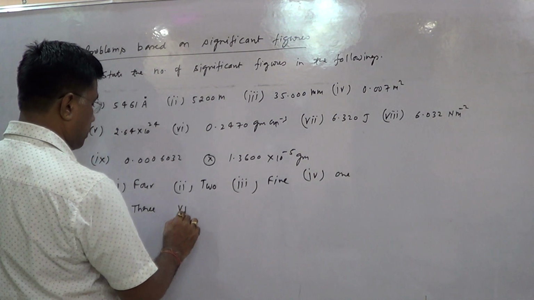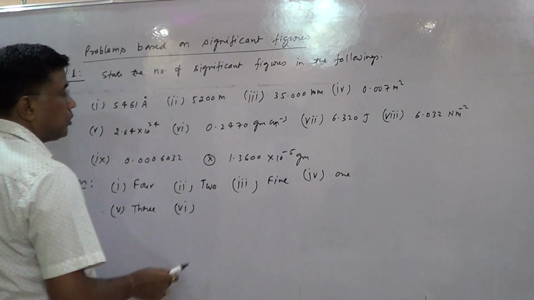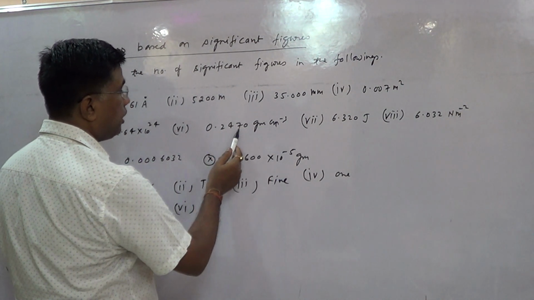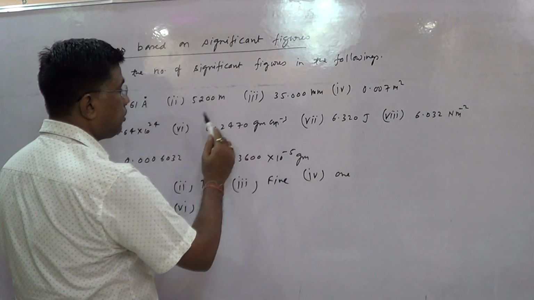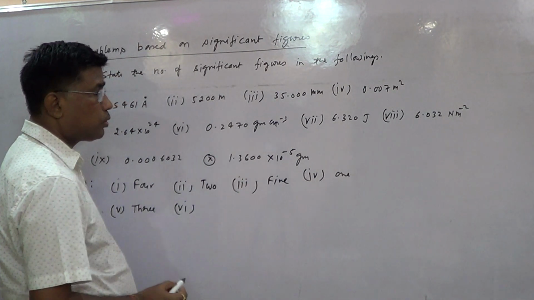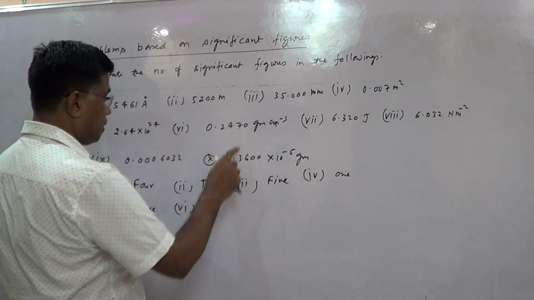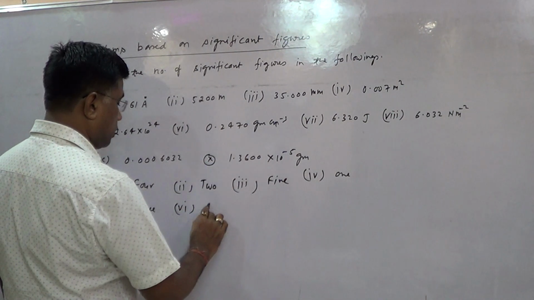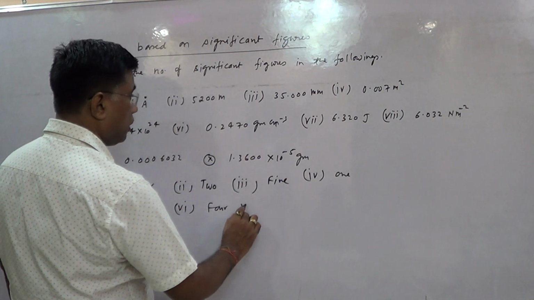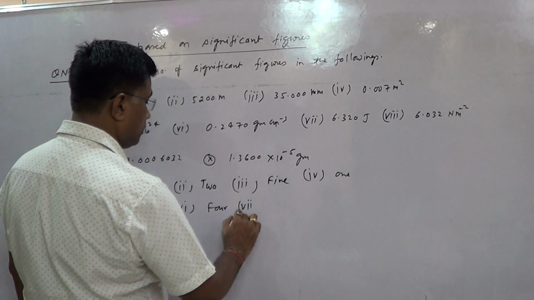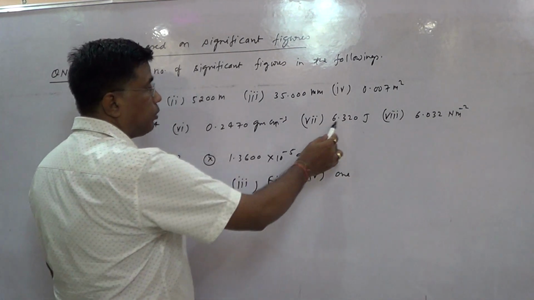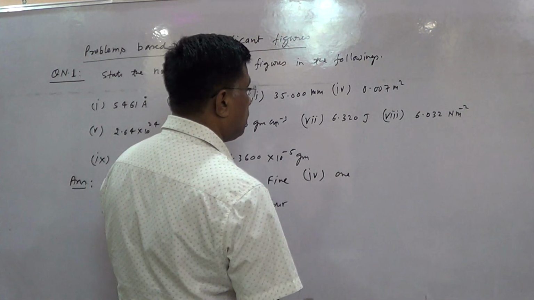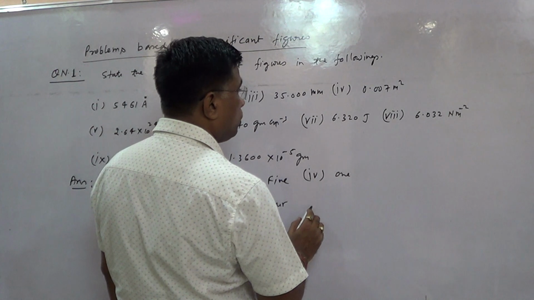Now is question number 6. Students, these 3 numbers 2, 4, 6 are non-zero numbers, therefore they are significant. This 0 is used to represent the accuracy of the instrument, so it is also significant. So in this measurement there are a total of 4 significant figures. Now in question number 7, again there are 4 significant figures. In this also there are 4 significant figures.